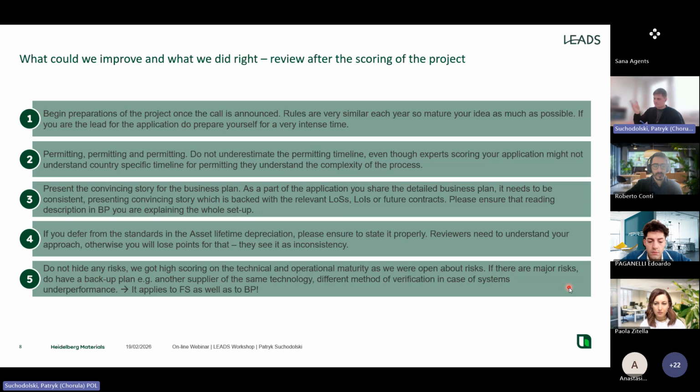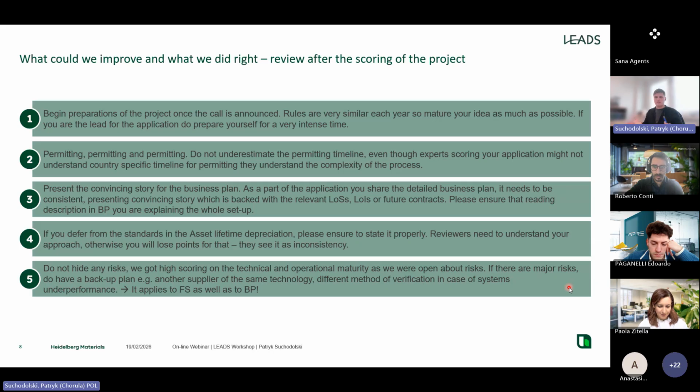And this is very specific to our project. If you differ from the standards in the asset life depreciation, please ensure that you're stating it correctly and properly, and you mark it, let's say, bolded, because reviewers need to understand if you have deviations from any standards, they need to understand why there is a deviation from the standards, because otherwise you will lose points. They will see it as inconsistency throughout your application, and every point matters.